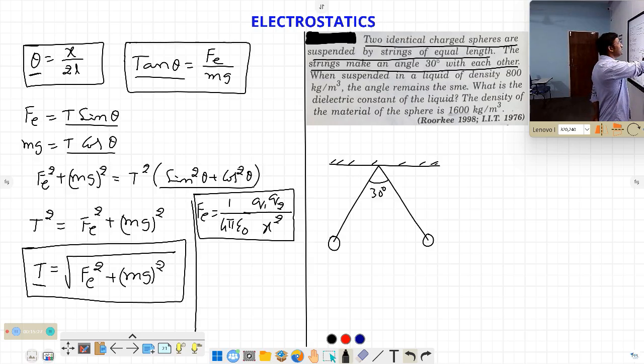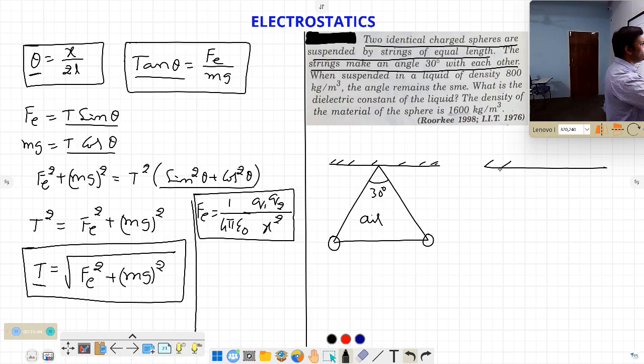Normally, when both spheres are suspended in air, air is the medium here, this is the way they are separated, with a 30 degree separation. Now the same experiment, that means the same two spheres, we suspend in a liquid.